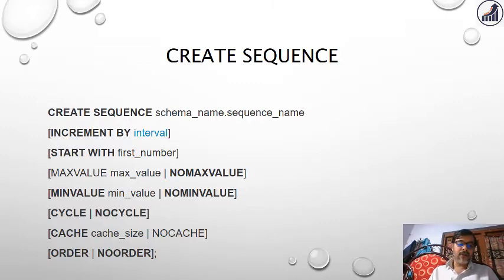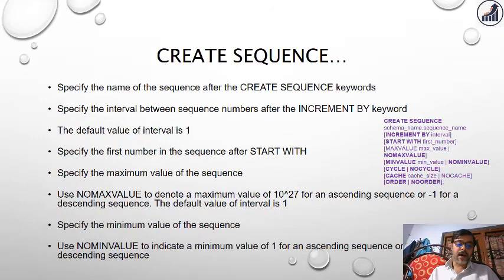The default value of interval is 1. If you do not give the interval any value, then the default is 1. The next one is start with. It specifies the first number in the sequence.